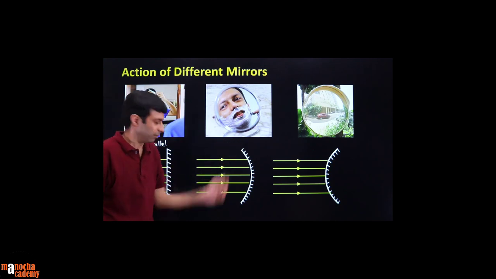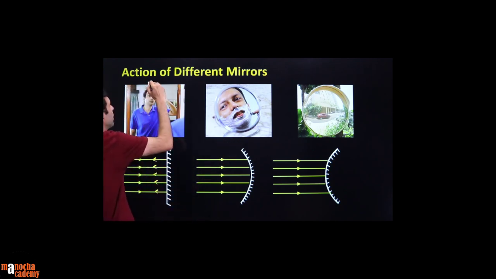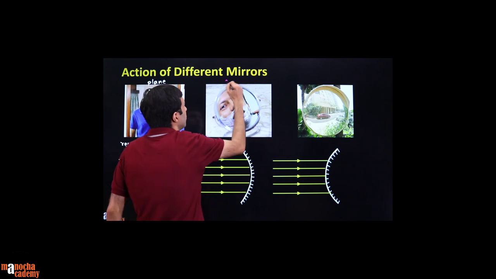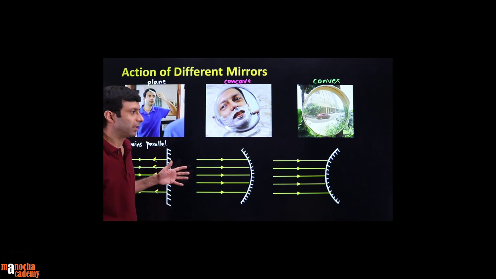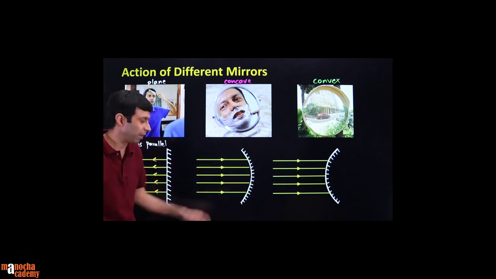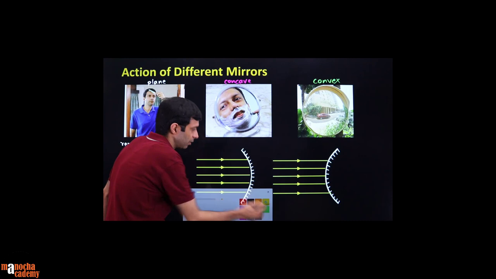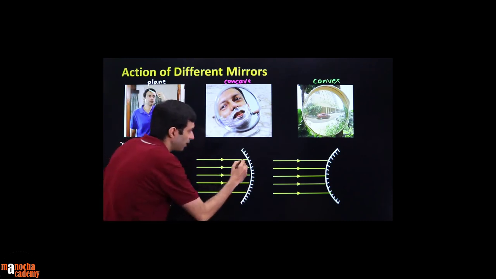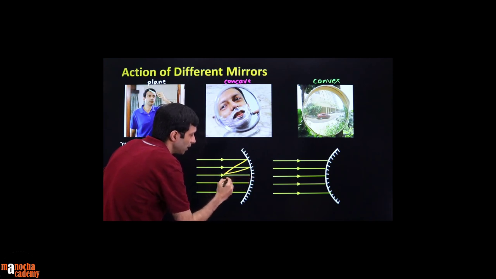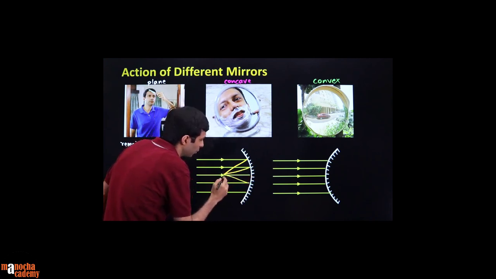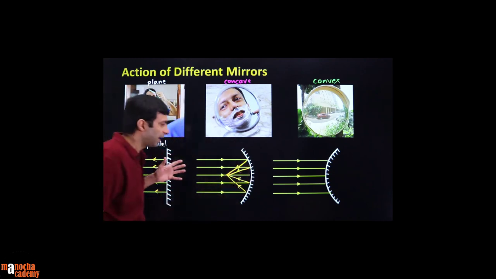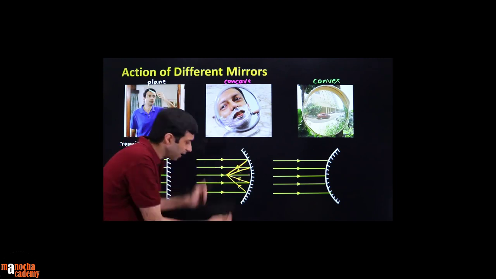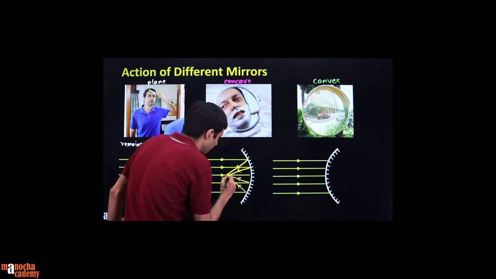Now if you take a concave mirror, so again remember, this one is a plane mirror, this is a concave mirror, and here you have a convex mirror. So what happens here if you throw a parallel beam of light on a concave mirror? These rays will finally meet at a point. You can see that they will converge to this point. So what the concave mirror does is it takes the parallel beam of light and converges it to a single point.